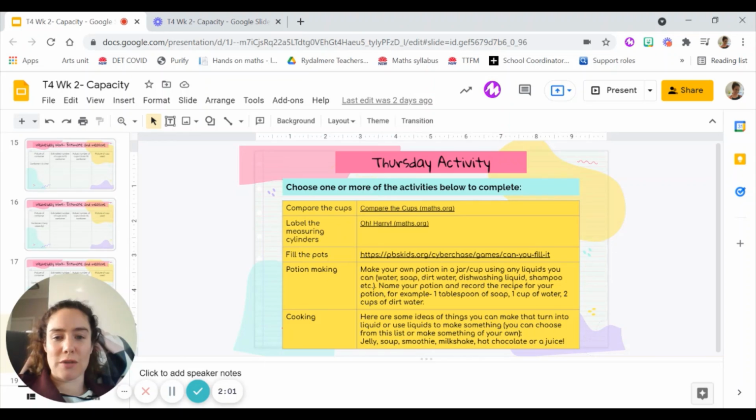The other activity you can do is cooking. Here are some ideas of things you can make that turn into liquid or use liquids to make something. You can choose from this list or make something of your own is fine. So we have jelly, soup, smoothie, milkshake, hot chocolate, or a juice.